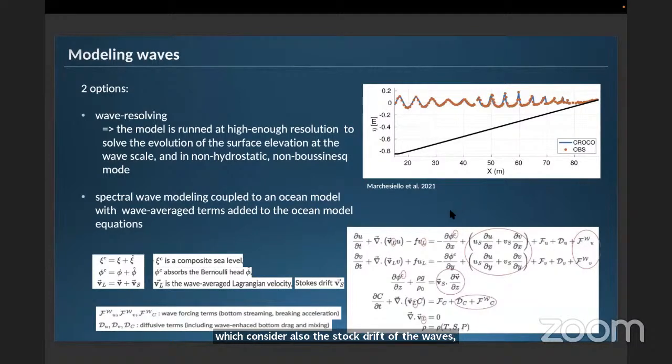Then we are considering also, in the pressure gradient, the impact of the Bernoulli head pressure, which is the pressure associated to waves. We are adding some terms of the Stokes drift also on the right-hand side. And finally, we have induced terms for the dissipation and source terms, which are associated to wave forcing terms, so typically bottom streaming, breaking acceleration, and diffusive terms like wave-enhanced bottom drag and mixing. So this is the way it's done in CROCO.